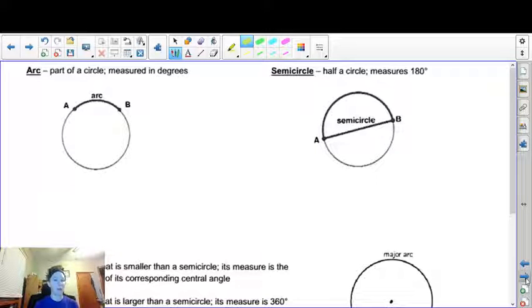Okay, some vocabulary word is an arc. An arc is a part of a circle and it's measured in degrees. So arc AB. A semicircle is half of a circle, measures 180 degrees.